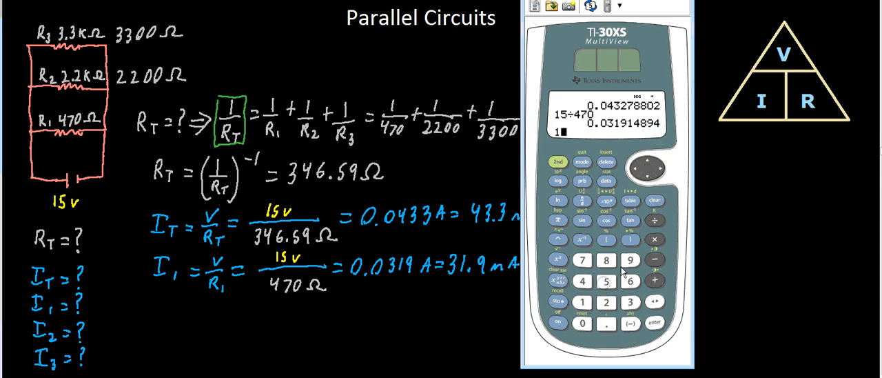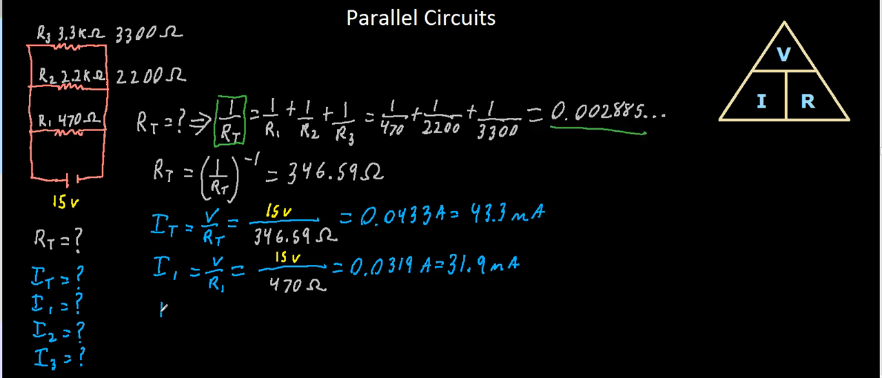We know the voltage is still 15, and we'll divide it by resistor 2 for current 2, which is just 2200. And if we type that into our calculator, what do we get? We get 0.0068, so we can write current 2 equals 0.0068 amps, or of course, we can change that to 6.8 milliamps.